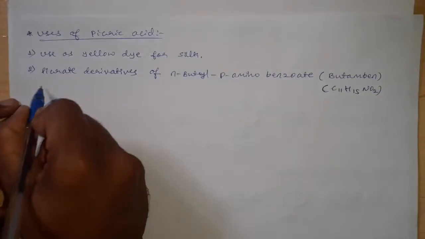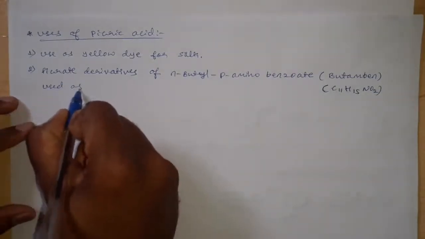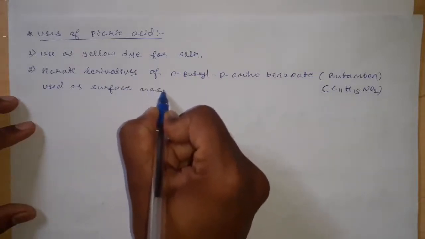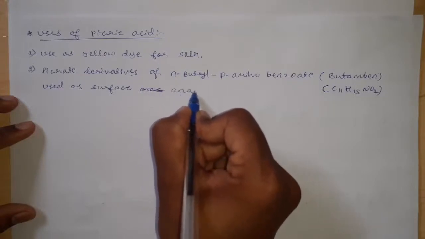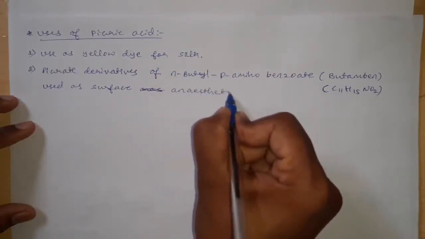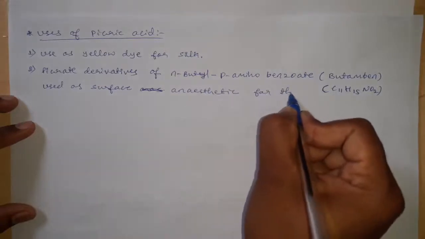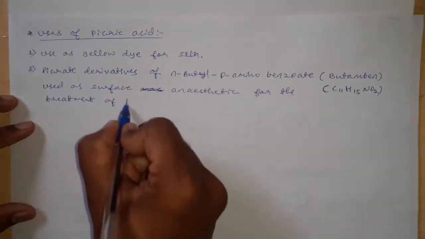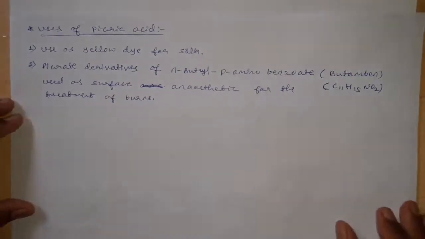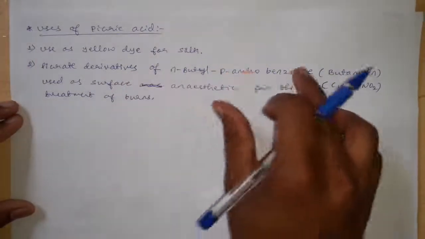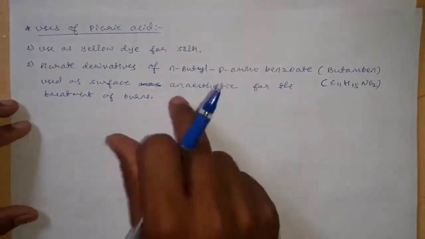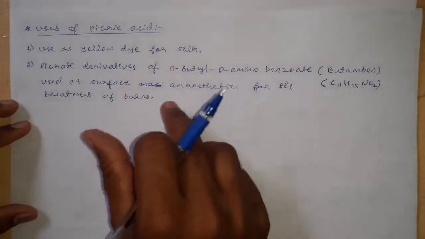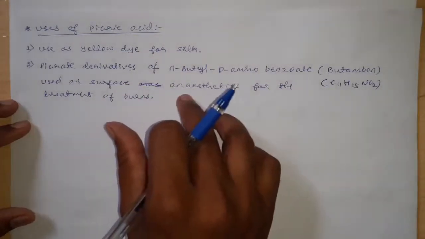It can be used as a surface anesthetic for the treatment of burns. The picrate derivative of this chemical can be used as a surface anesthetic for the treatment of burns on the skin.